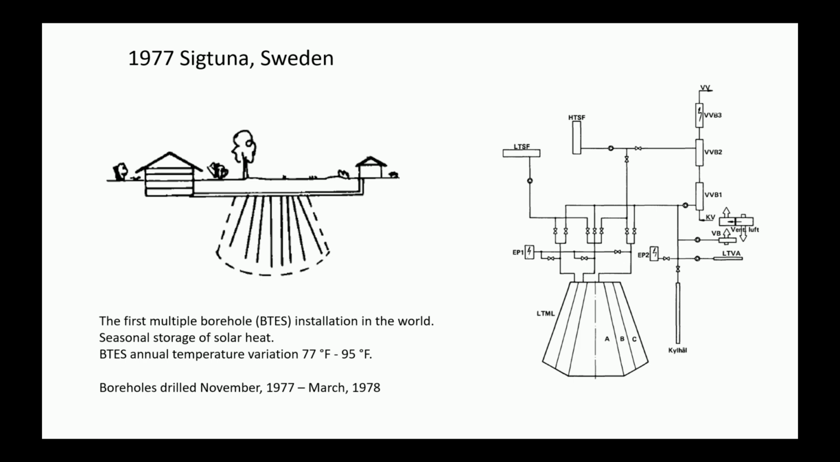But the purpose of this installation was to store heat. It's a matter of seasonal storage of solar heat, and the temperature in the store was supposed to vary between about 77 and 95 Fahrenheit. It was a combination of high temperature solar collectors and low temperature solar collectors, and the idea was to use the store temperature directly for heating the house.